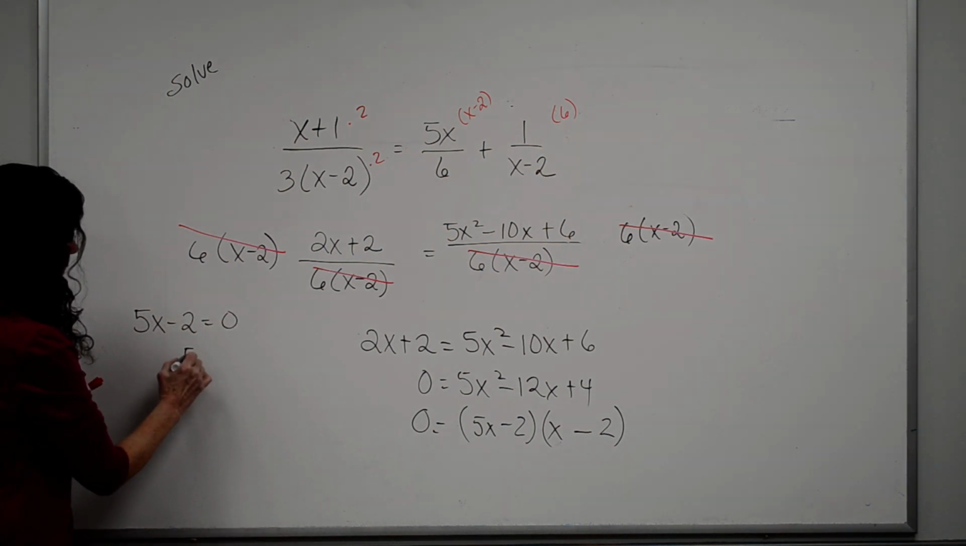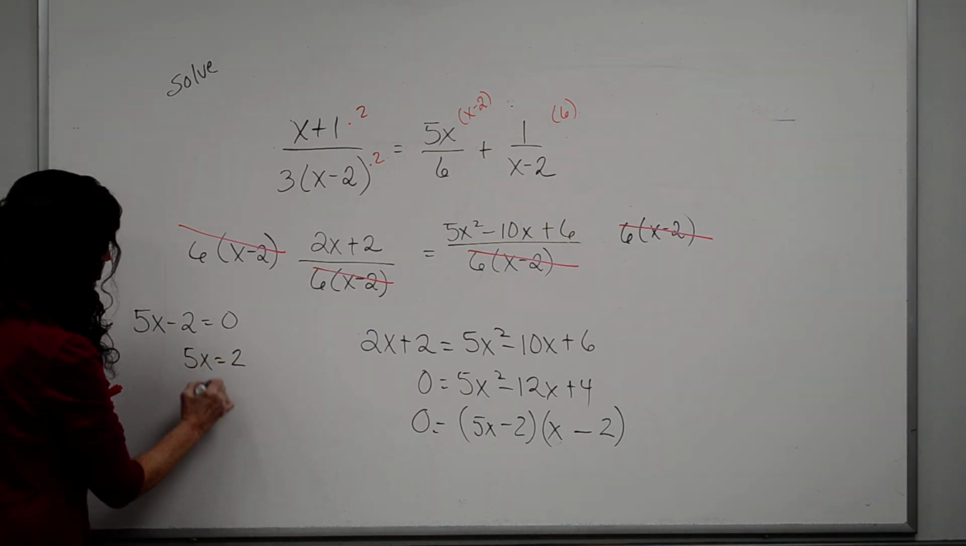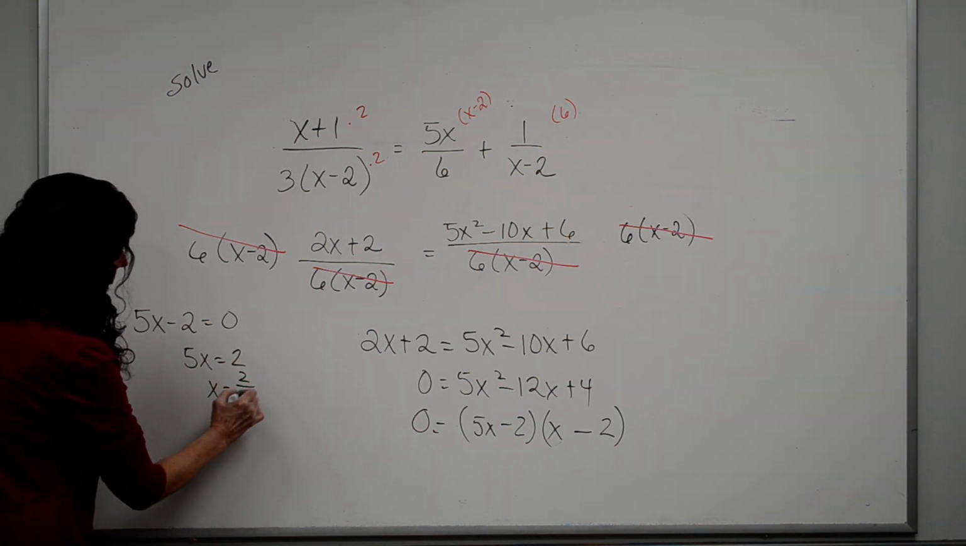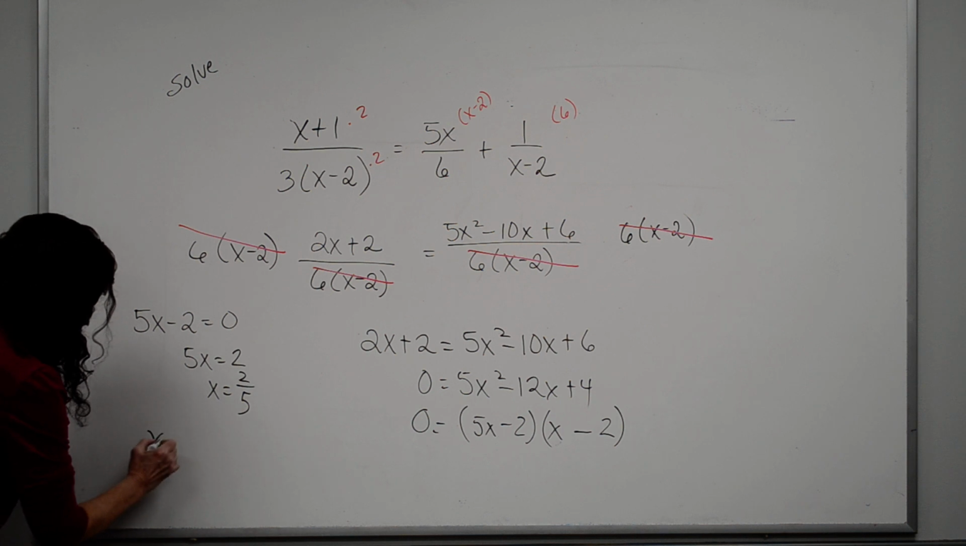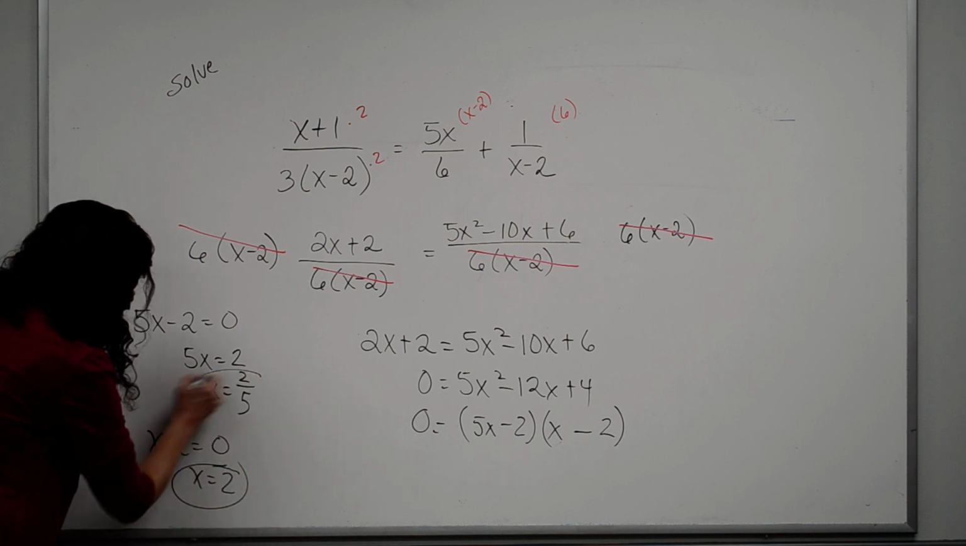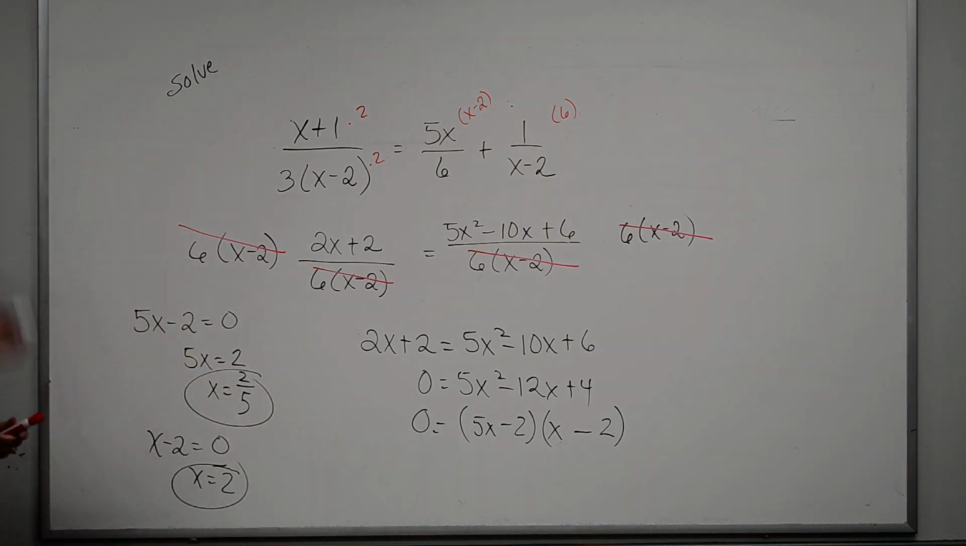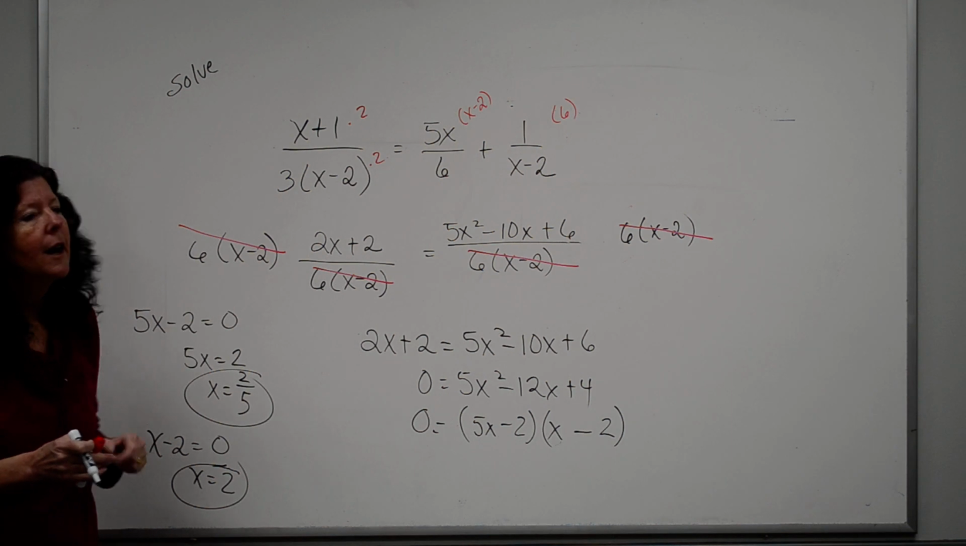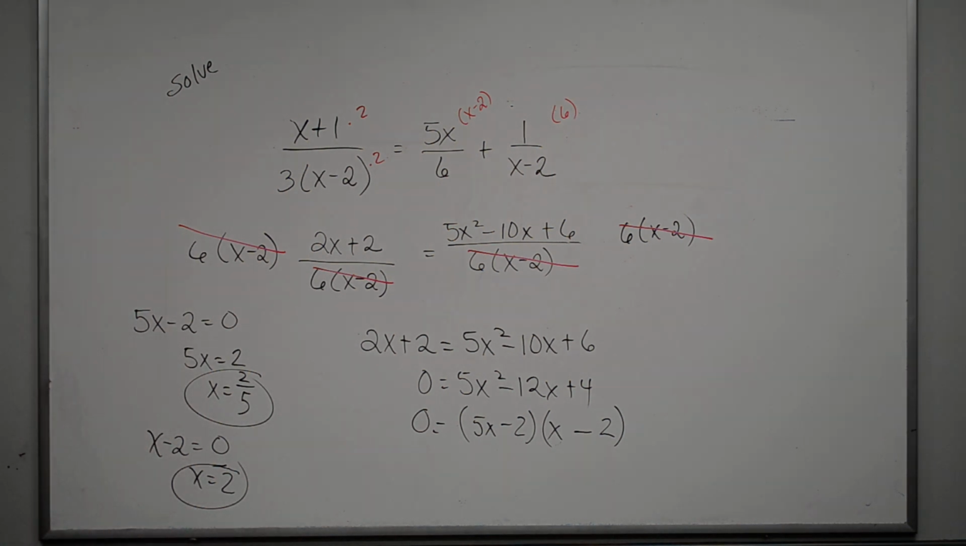So that's going to be 5x is equal to 2. X is going to equal 2/5. That one, x minus 2 equals 0, so x equals 2. Okay, so I've got two possibilities here. What I want to do is plug those back in and make sure it doesn't make it undefined. Undefined is when I have 0 on the bottom of a fraction.